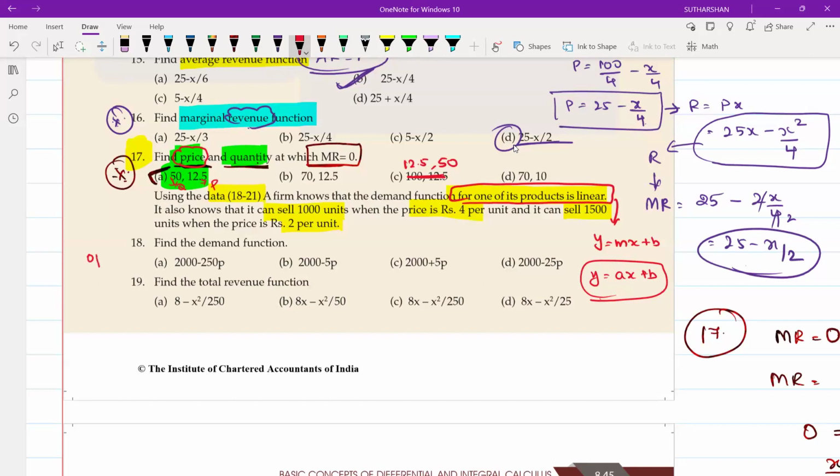Go with the option checking method, the reversal procedure. Take an option and substitute the price given. If you substitute 4 per unit, you will get 1000. Or else, if you substitute 2 per unit, you need to get 1500. Whatever option gives you that, that's your answer.